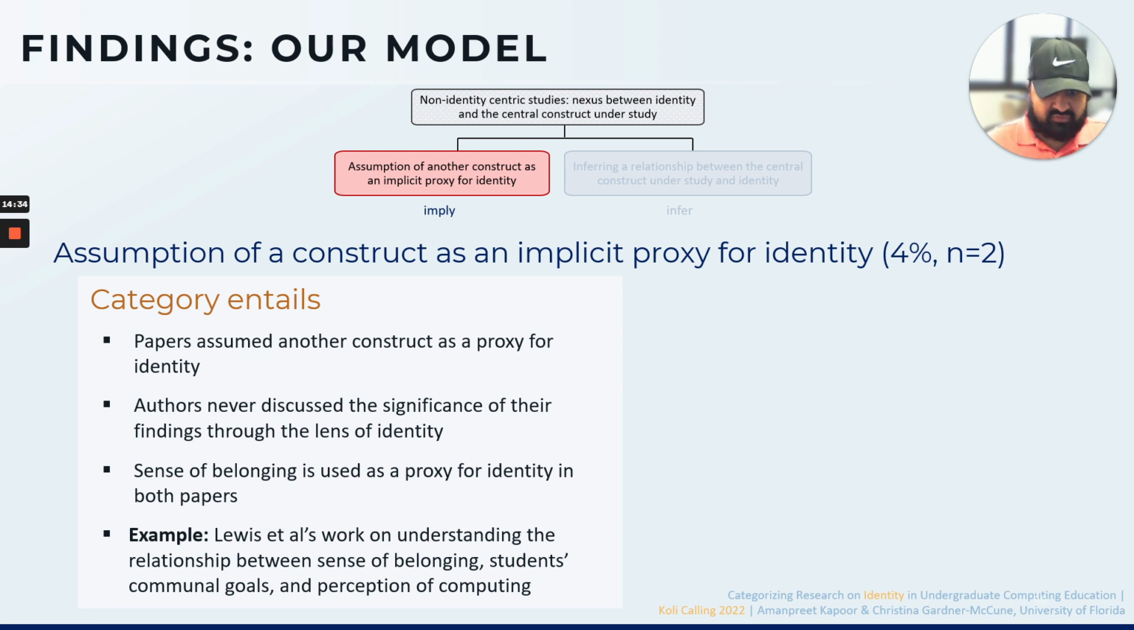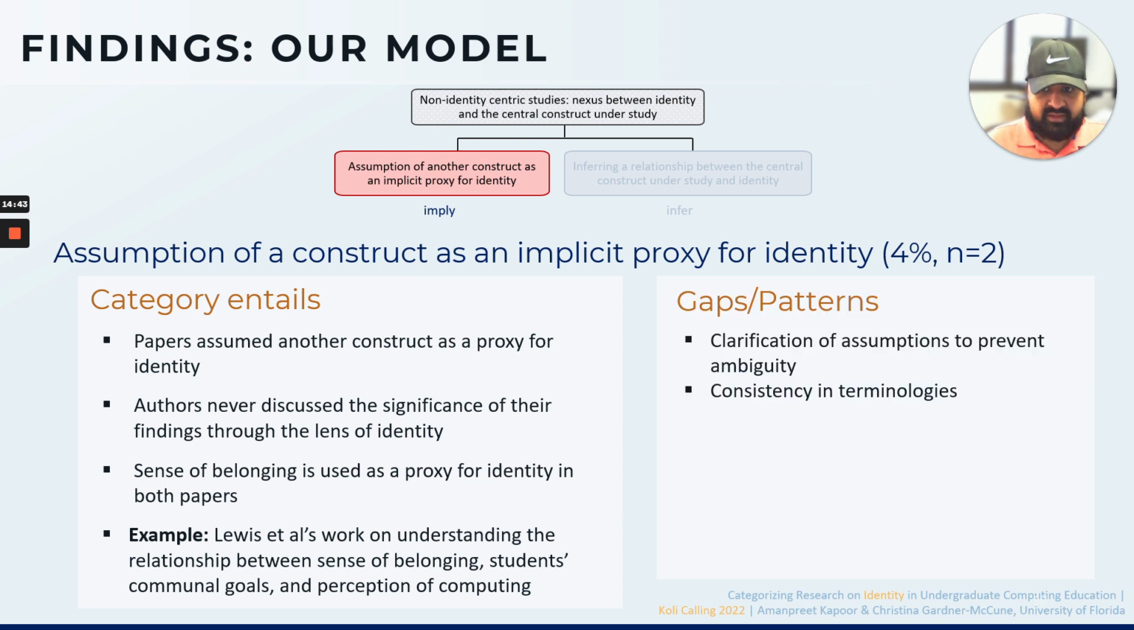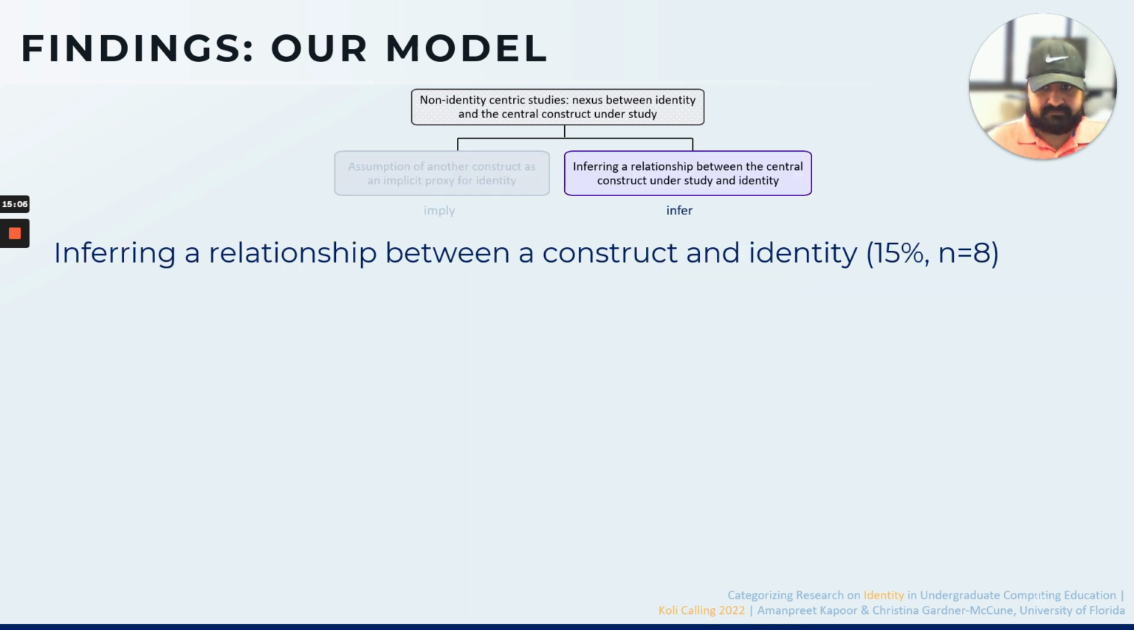An example was Colleen Lewis et al.'s work on understanding the relationship between sense of belonging, students' communal goals, and perception of computing. And the gaps we observed in this category was there was inconsistency in terminologies, as well as the assumptions were not explicitly stated. So we aren't sure, or there was ambiguity in the sense whether this was implied by the researchers, or is it something that was an error on their part.